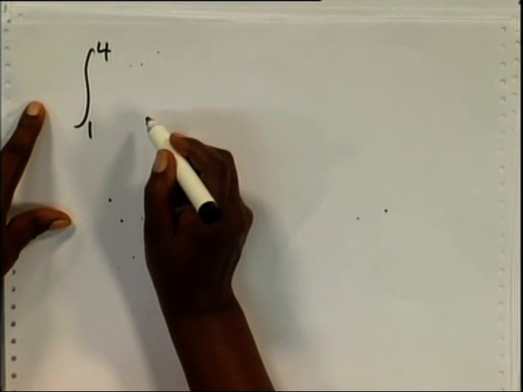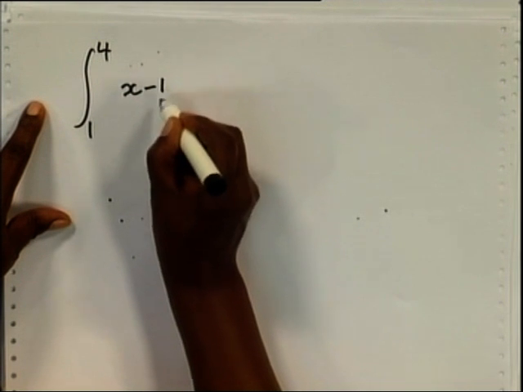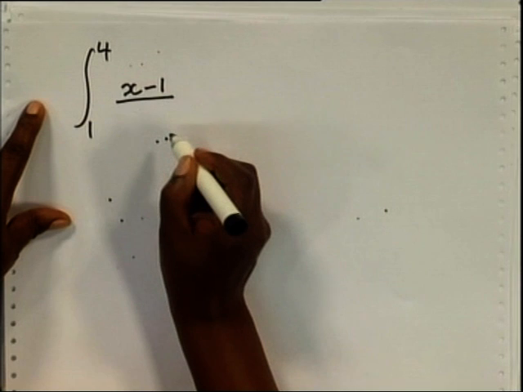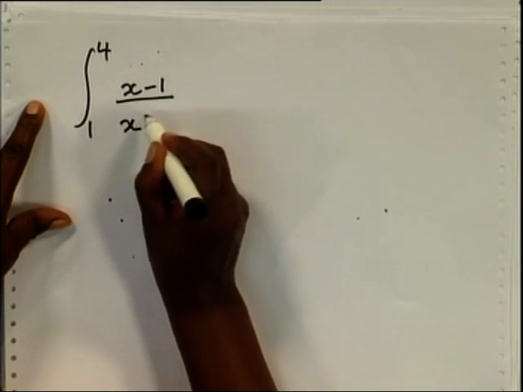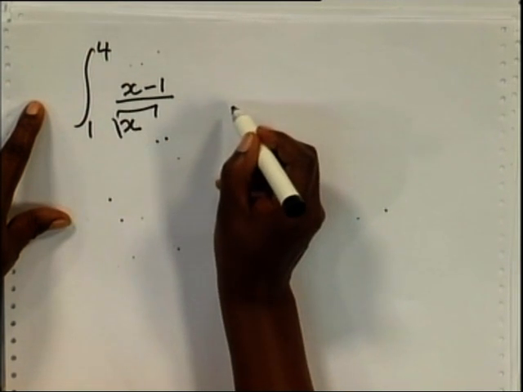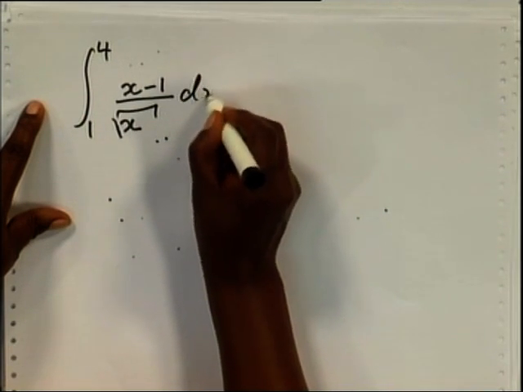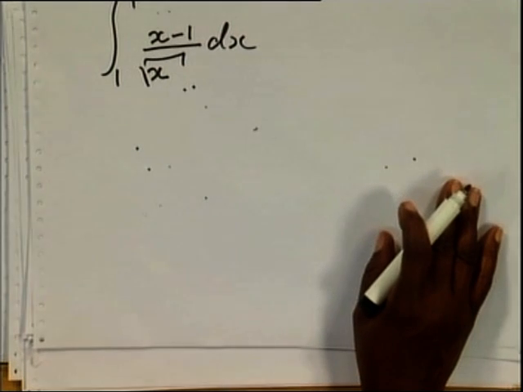It is x minus 1 over the square root of x, dx. Square root of x, eh? Yes. dx. Now here. Yes. Thank you.